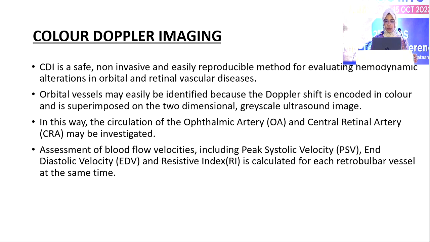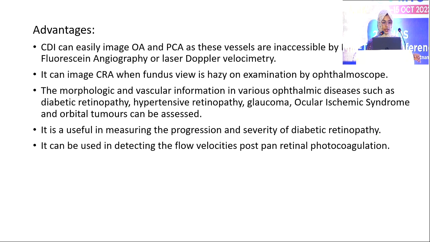So coming to color Doppler imaging, it's a safe, non-invasive and easily reproducible method for evaluating hemodynamic alteration in orbital and retinal vascular disease. Orbital vessels can be easily identified because the color Doppler shift is encoded in color and is superimposed on a two-dimensional grayscale ultrasound image. In this way, circulation of the ophthalmic artery and central retinal artery can be investigated. Blood flow velocity, including peak systolic velocity, end diastolic velocity, and resistive index, is calculated for each retrobulbar vessel at the same time.